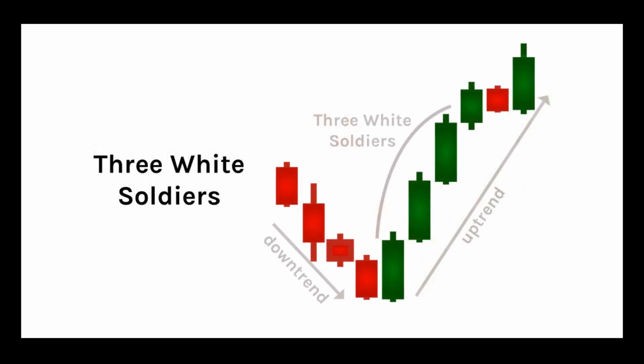The three white soldiers pattern consists of three green candlesticks inside of a downtrend. The second and third candles open within the body of the previous ones and close above it. The candles usually have little to no lower wicks. These patterns indicate a strong buying pressure which drives the price up, and even indicate an upcoming price reversal. The bigger the candles are, the stronger the pressure is.